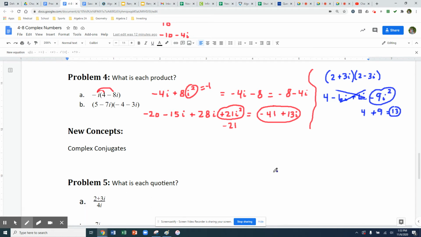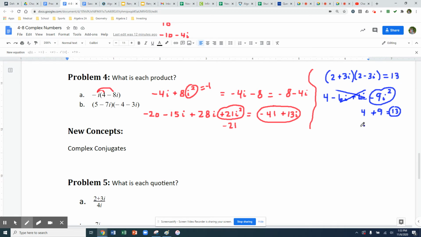After doing FOIL, we should see that our O and our I are going to become negative 6 and positive 6, which add, negative 6 plus positive 6, to equal 0. So then we're left with that 4 minus 9i squared, but we see that i squared is really a negative 1, so a negative 9 times that negative 1 is really a positive 9, so we get 13. So all this up here is equal to 13.